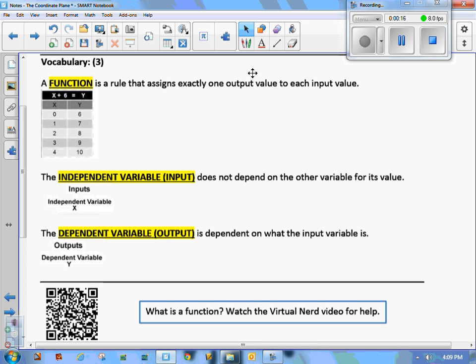So it's just an input-output table that you guys have done before. You may have called them input-output machines. You may even use the word function and called them function machines. So a function is just a rule, such as this example, like x plus 6 equals y. So whatever x is, we're going to plug it in. We're going to add 6, that's the rule, to get y.